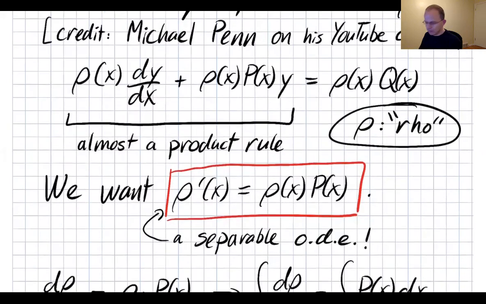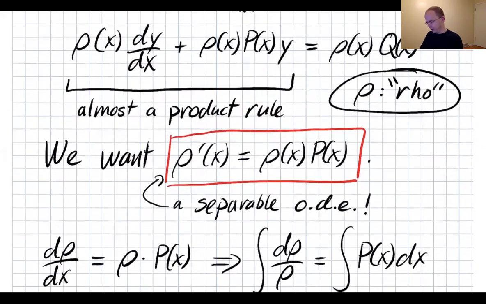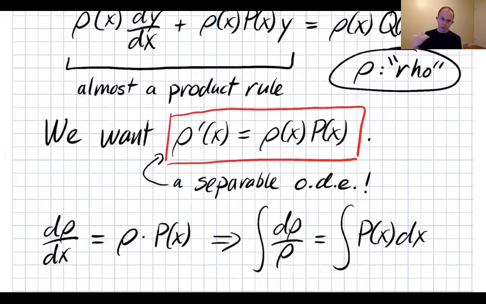Now, this is kind of amazing what's happening here. We write down this condition that we want: we want rho prime to equal rho times P. And that's actually a separable ODE. And we just learned last time, in the last lecture, how to solve separable ODEs. So let's solve this separable ODE and see what we get.